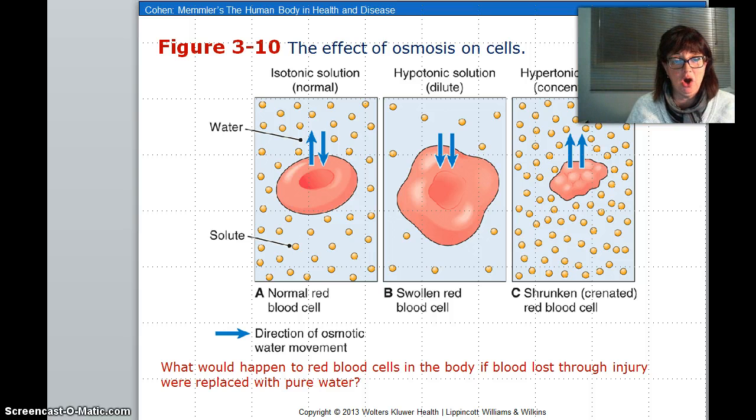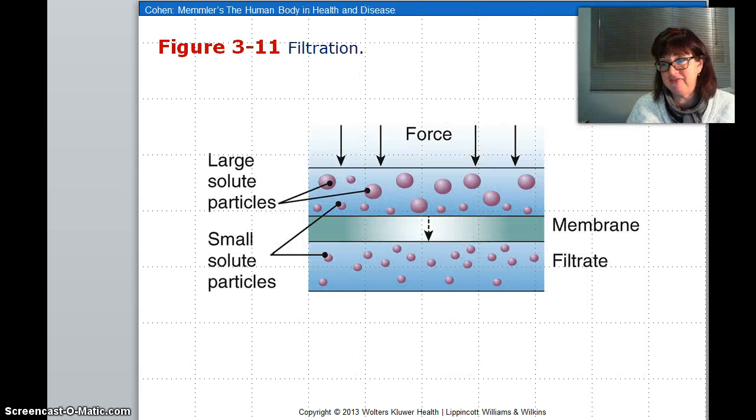Cell movement can also be a result of filtration. Filtration occurs in the kidney, and this usually has a force due to blood pressure. It's blood pressure that pretty much pushes things through, but it is movement from high concentration to low concentration. Now, that's all passive transport. Passive transport does not use extra energy, it uses energy in the system.